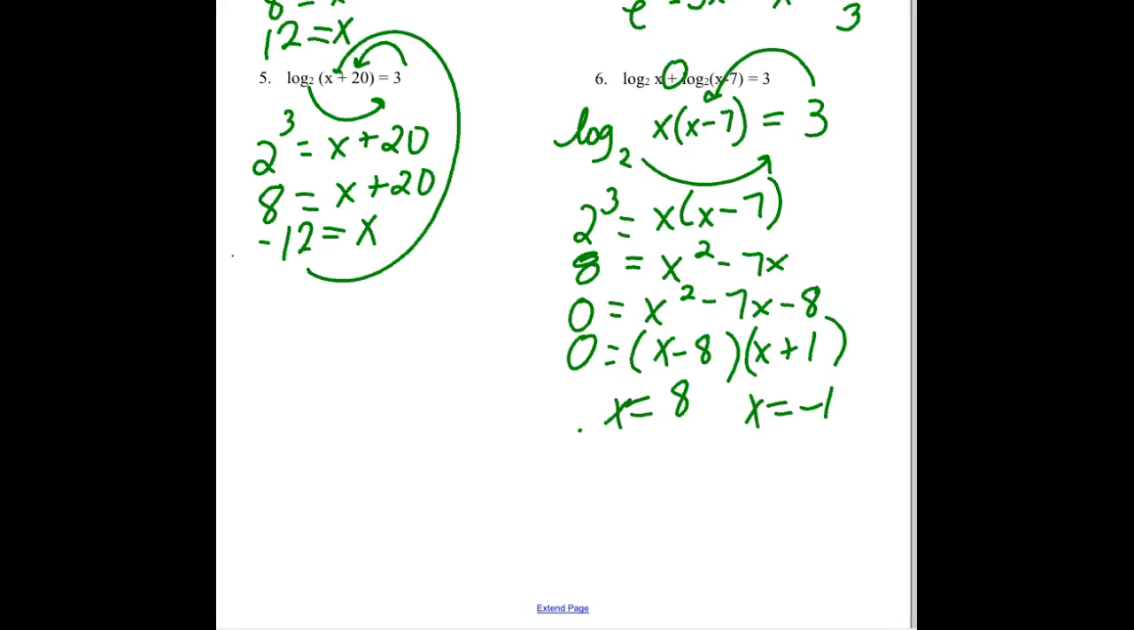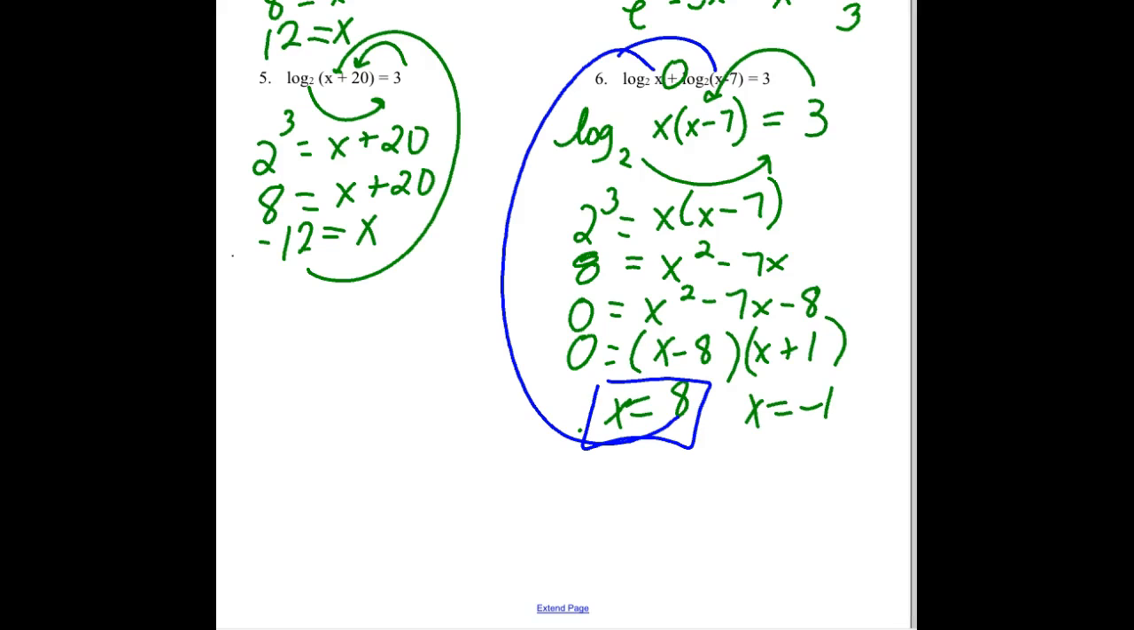Okay, now here is where we really have to check. We're getting 2 answers. Do they both work? So if we put that 8 back in for our x, in the first one we're taking log base 2 of 8. We can do that. In the second part we're taking log base 2 of 1. 8 minus 7 would be 1. We can do that. So the 8 is going to work.